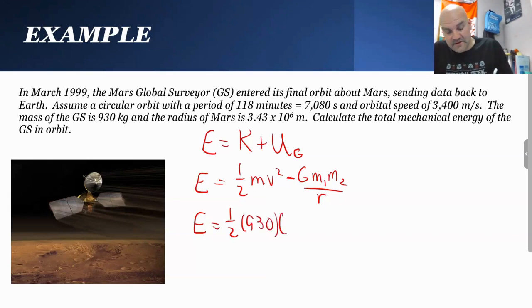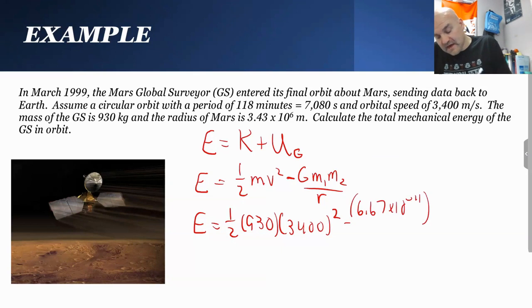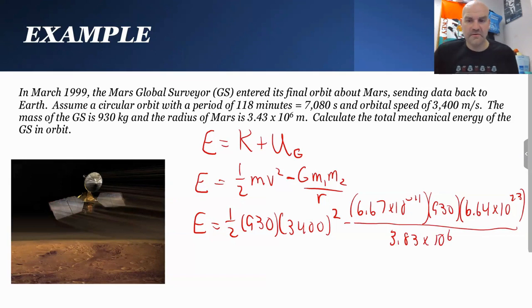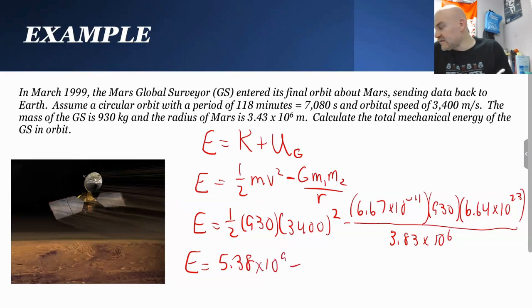So 1/2 times 930 times 3400 squared, minus 6.67 times 10 to the negative 11th times 930 times the mass of Mars that we calculated, 6.64 times 10 to the 23rd, divided by the distance between their centers, which is 3.83 times 10 to the 6th. I think that was the other part of the question we were asked to find. The first part is 5.38 times 10 to the 9th, and the second part is 1.20 times 10 to the 10th.